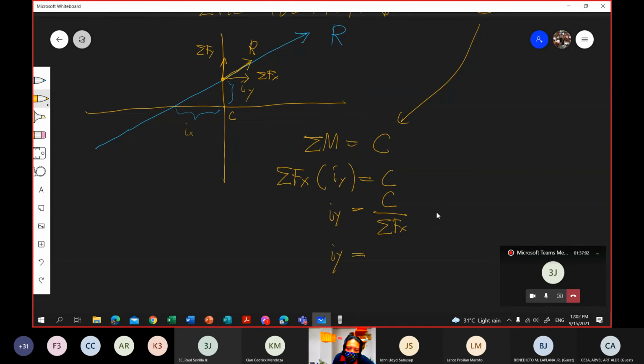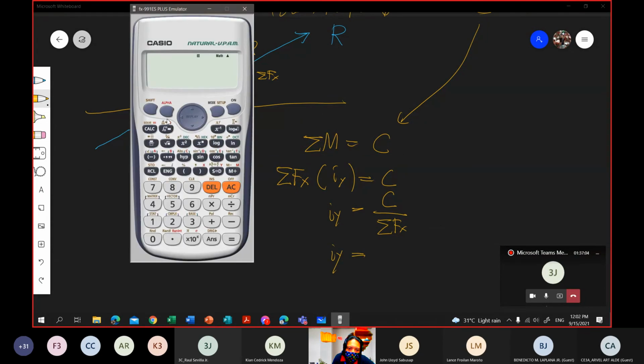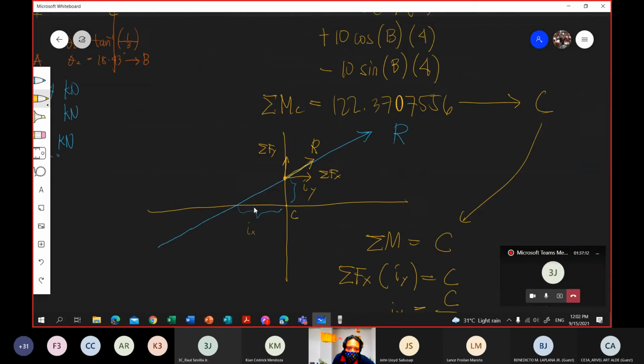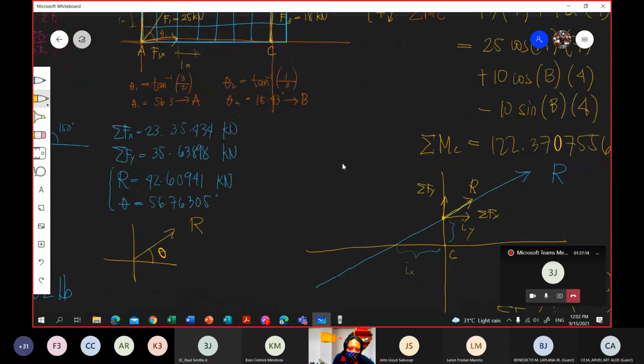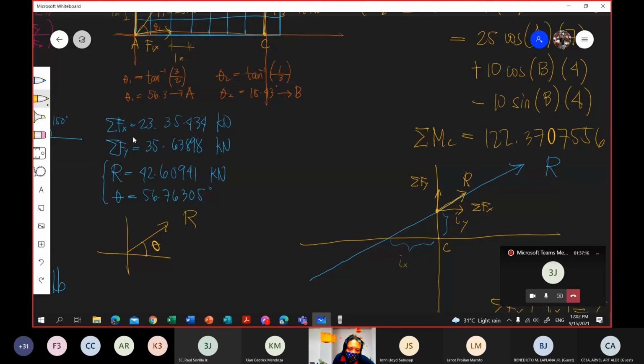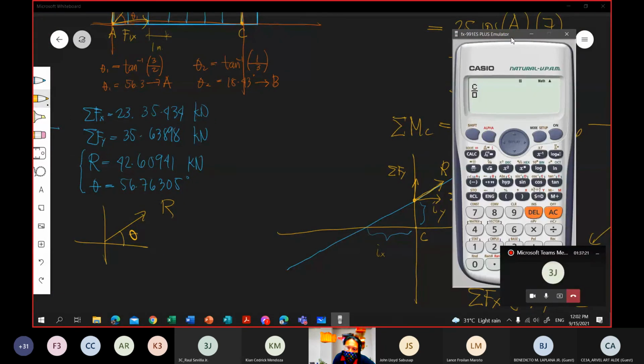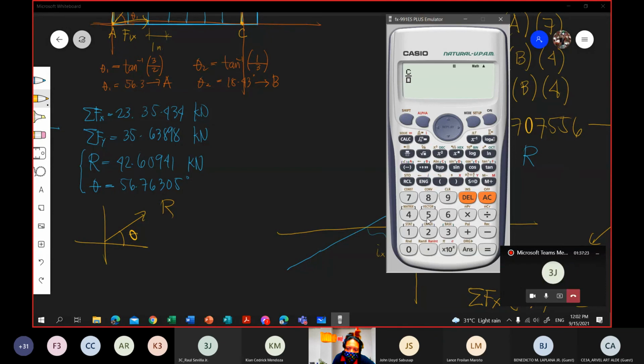So, paano natin mabibiling ang IY? Ada na. Kuha tayo calculator. C over, ano ang value ng summation Fx? Di ba nasolve na natin ito? Nasolve na natin ang summation Fx sa ADDD. Here. Ada man. Di ba? Nakita niyo? Summation Fx. And that is, ano ba ito yun?